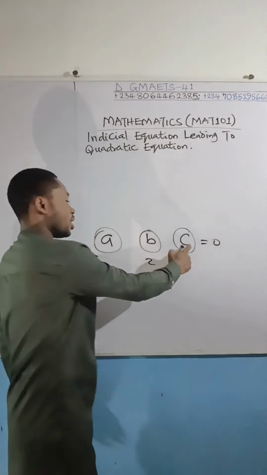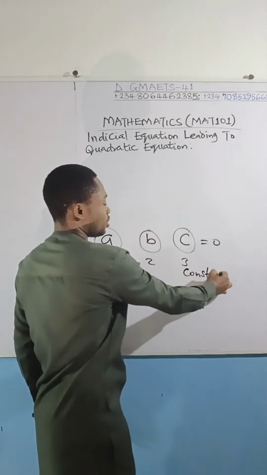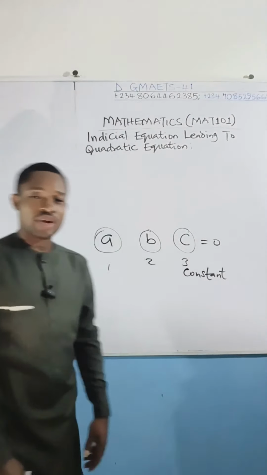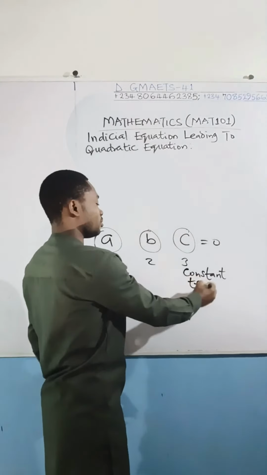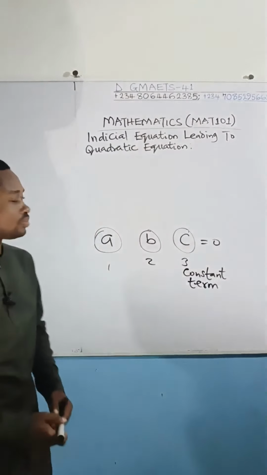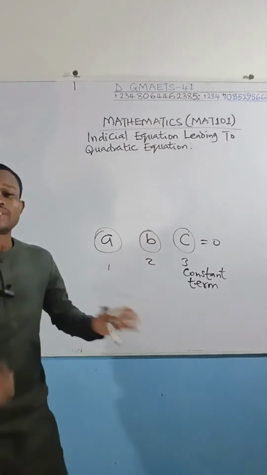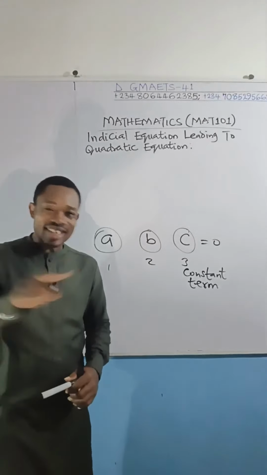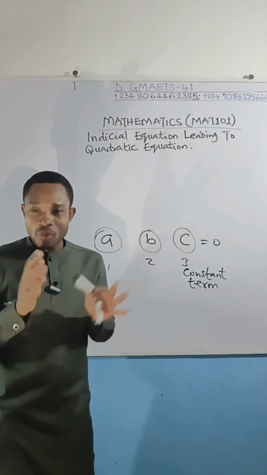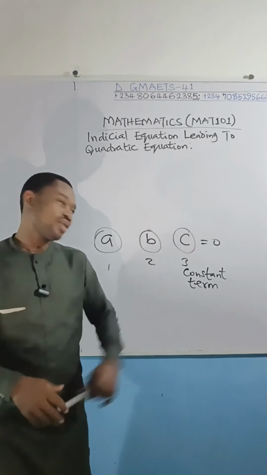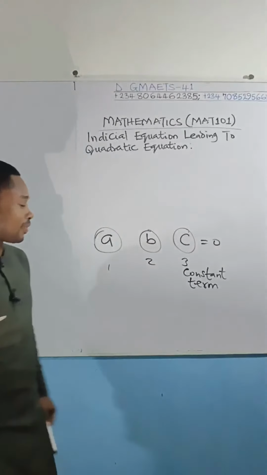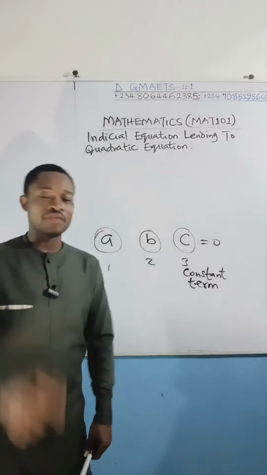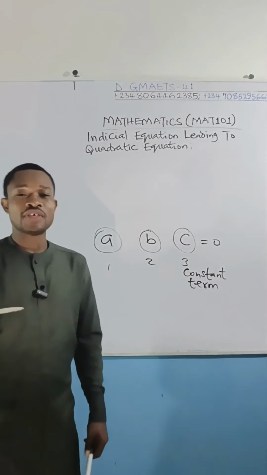This term is usually the constant term, just like in a normal quadratic equation. Let's take it as the constant term: that term that does not contain the unknown you are looking for, usually a pure number, as the case might be. This A and B, they contain what you are looking for.